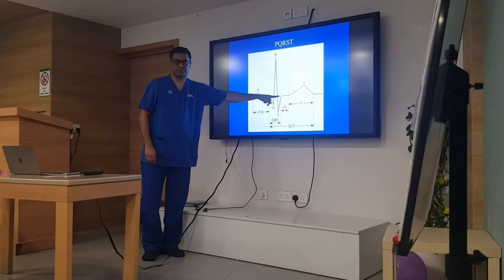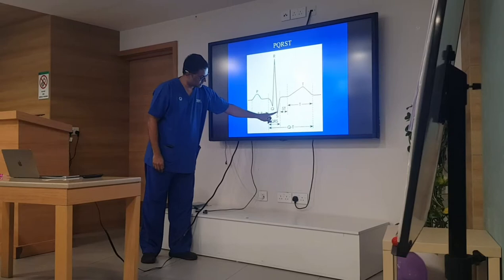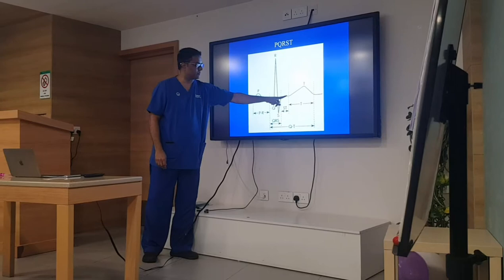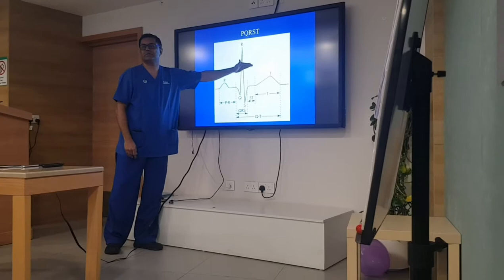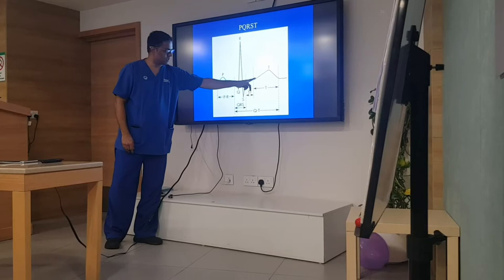So this segment from the S wave up to the beginning of the T is called the ST segment. So this is the most important thing you need to remember. Because this is the one which will go down during ischemia and it will go up during an infarction. Okay, so you need to remember this ST segment. This is what we are looking at.